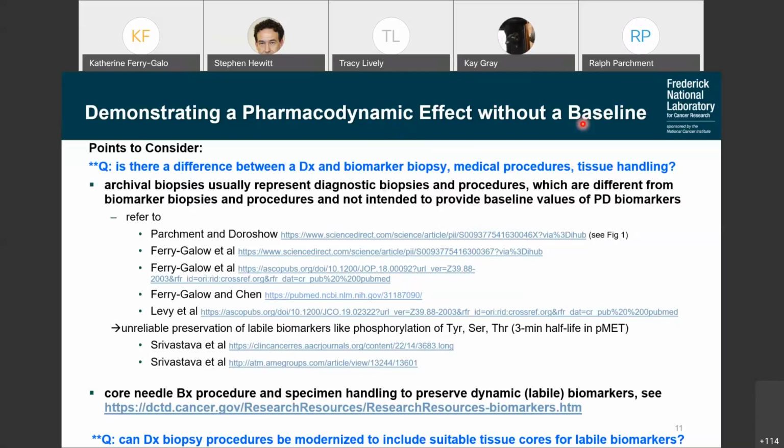So there's also an emerging body of knowledge on this subject of differences between diagnostic biopsies and pharmacodynamic biopsies. And this slide lists several NCI publications that address the topic in detail, and also describe important aspects of biopsy procedures and specimen handling, both in the clinic to the lab and then in the lab itself as the specimens are thawed out for the analysis. So I'd refer you to those references for more information. Next slide.